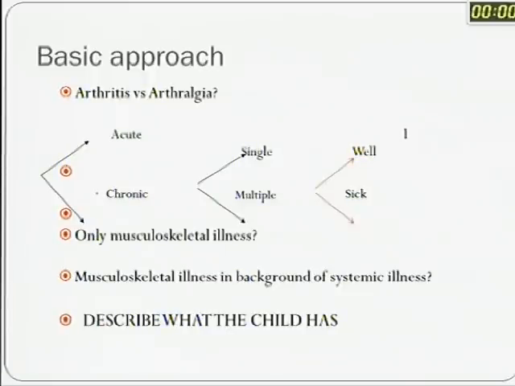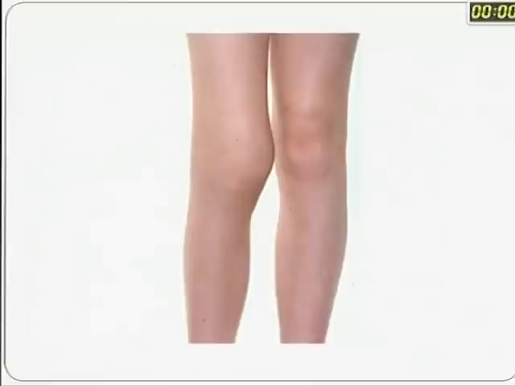So you've done your basic approach. Now you need to describe what does this child have. Is it a chronic monoarthritis, an acute polyarthritis, and so on. This is monoarthritis. This is two joints, oligoarthritis. This is polyarthritis.